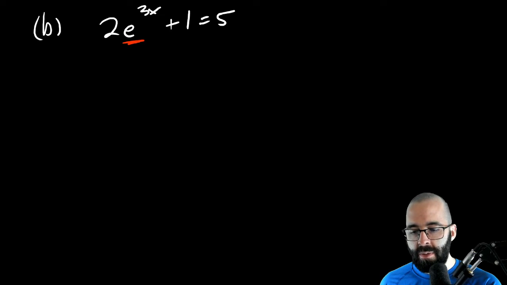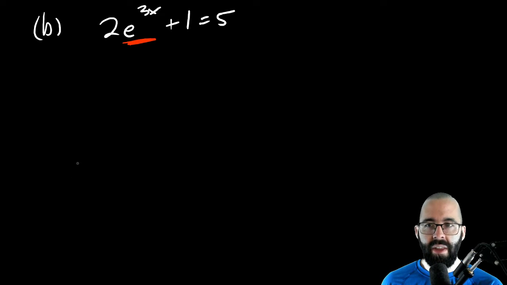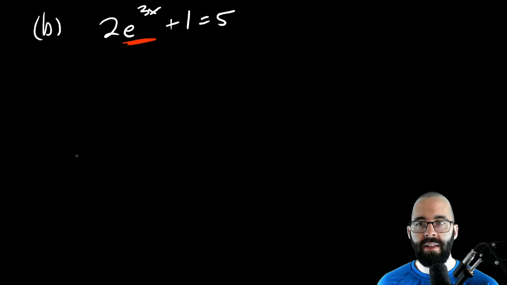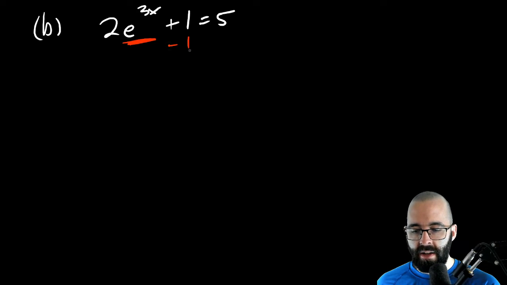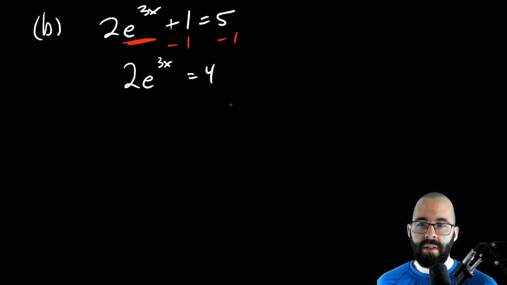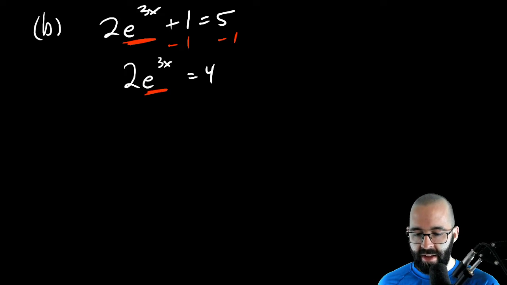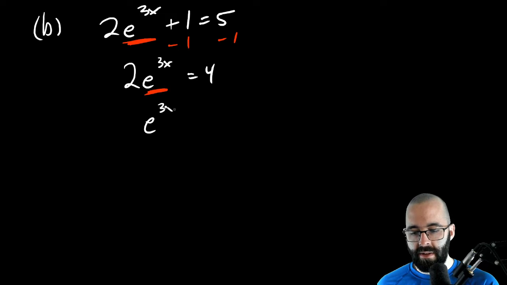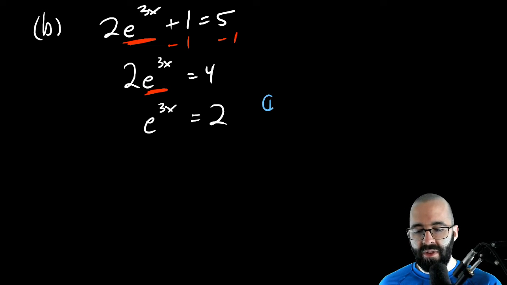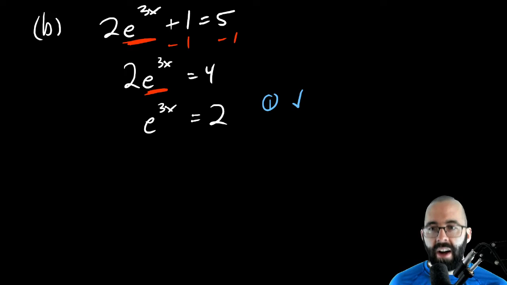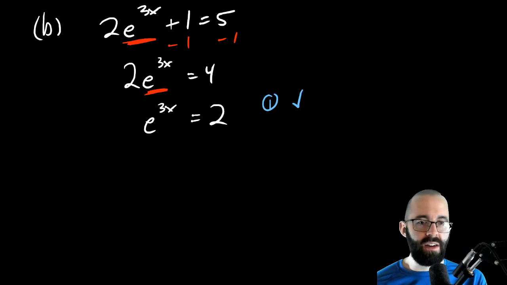So we want this isolated. We're solving for e to the 3x. We're going to subtract 1 first. And again, we want this by itself, so we're going to have to divide by 2. And now we've completed that first step. Our exponential function is by itself.